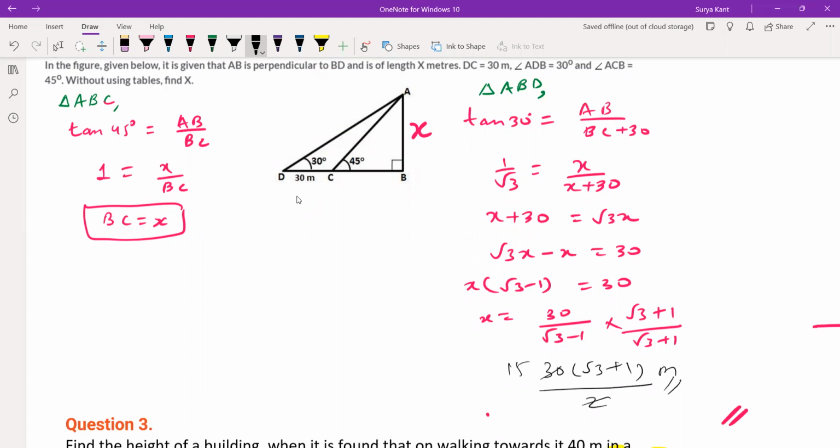These are basic sums actually. Second level sum: first level is only one triangle, second level is only two triangles. It shows that you people are not practicing at home. Sriyashi, you are not practicing at home?